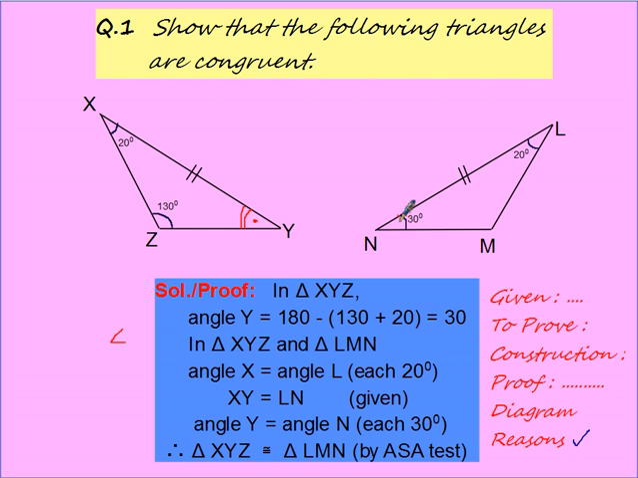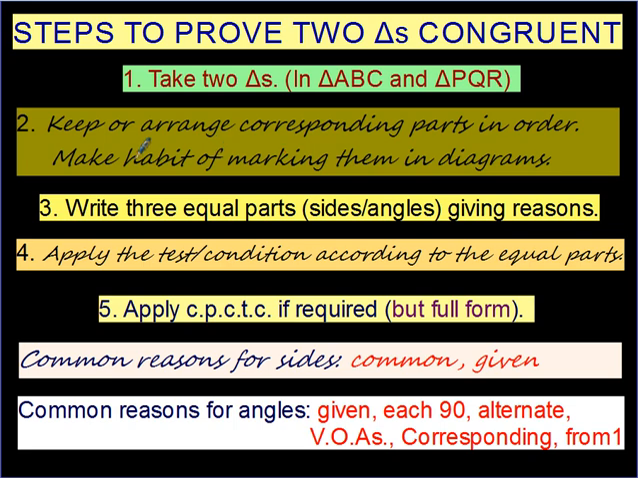Angle Y is equal to angle N. This I proved. So now we applied the ASA test and we proved easily that triangle XYZ is congruent to triangle LMN. So we use these first four properties, write three equal parts, apply the test, and we finished it. Now in further questions, after one or two questions, we will be applying CPCTC.